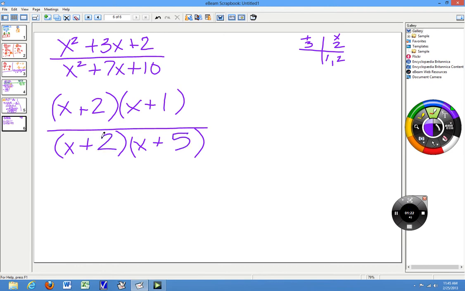What do we see? Alyssa, what do you see? Cancel out the x plus 2. So you can cancel out this term divided by this term. Makes an equivalent form of 1. So what's my answer to this problem, Riley?